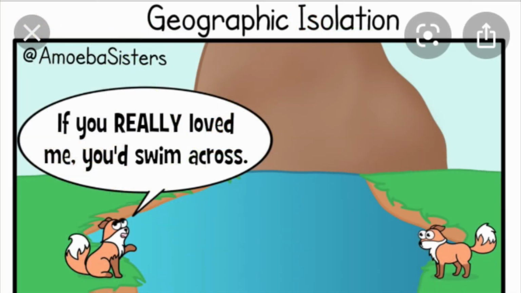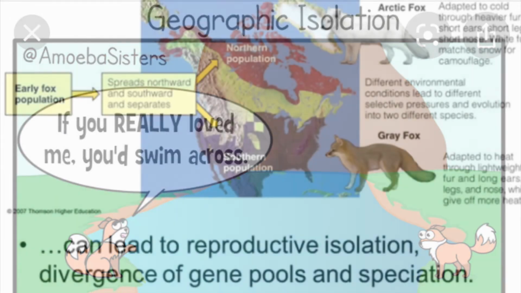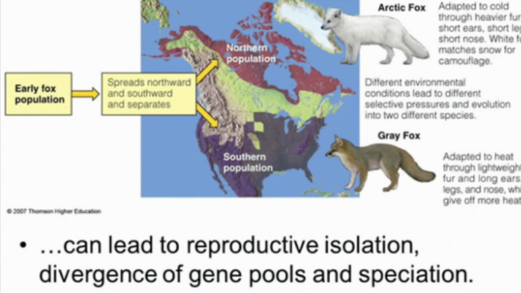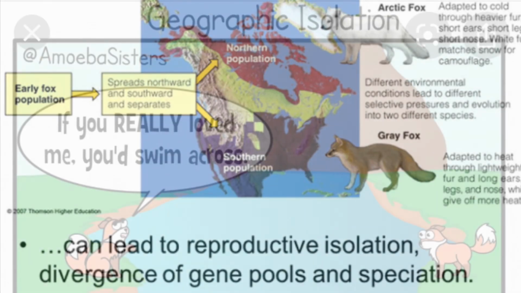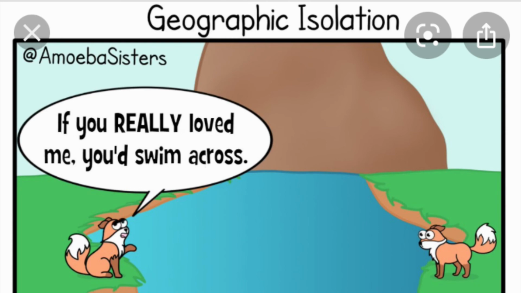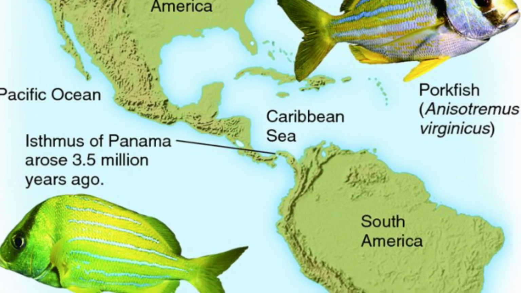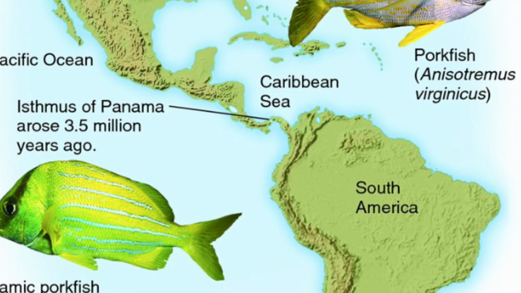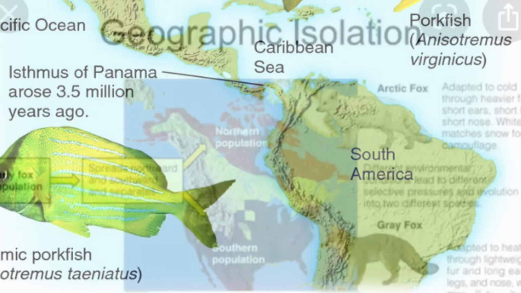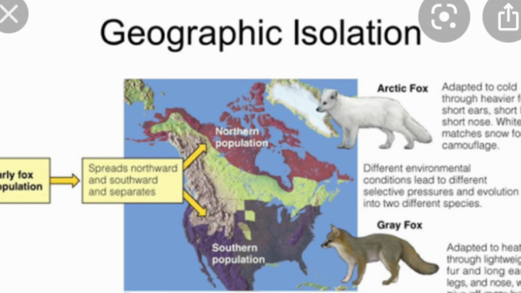All right, so now the last word is geographic isolation. Geographic isolation is when populations are unable to mate because of a physical barrier like distance, a river, a canyon, oceans, mountains, etc. So that's geographic isolation. There's something physically separating you from what would be a potential mate.